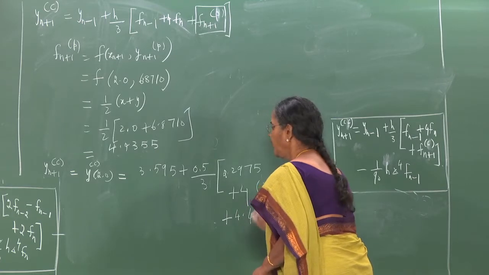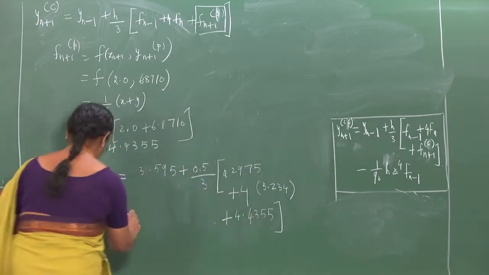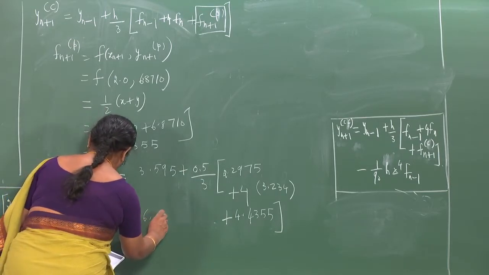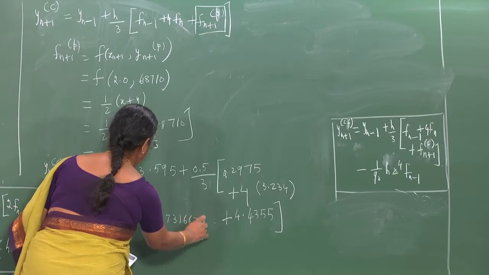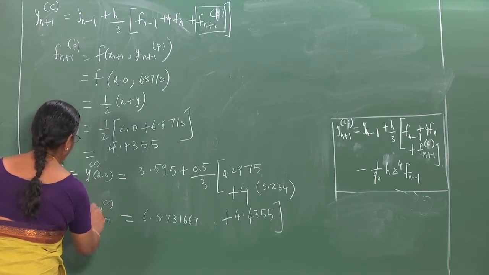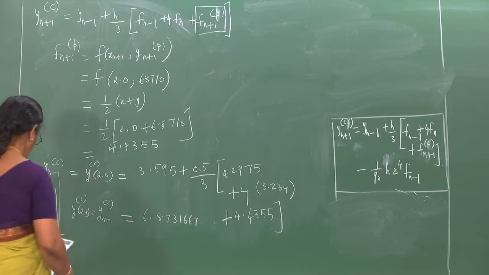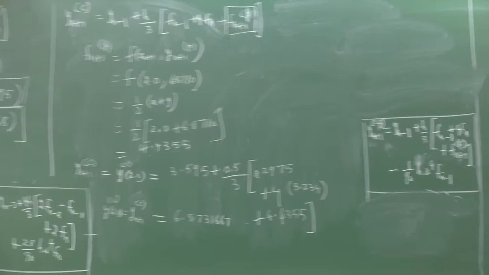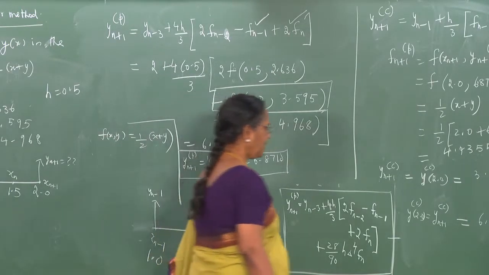So, 4.4355. So, simplify this and that gives you 6.8731667. So, this is the corrected value of y at 2. So, let us try to apply this corrector again and recorrect the solution and see how it can be done.